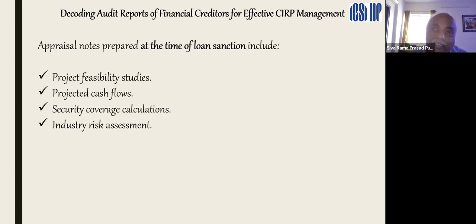Industry risk assessment. Some companies, the risk is low. Some companies, the risk is high. Low risk companies are easy to sell. Sell means inviting the resolution plans. So here the information memorandum is not restricted to the name of the company, corporate incorporation, how much loan is taken from the bank, what are the assets, what are the liabilities. No.